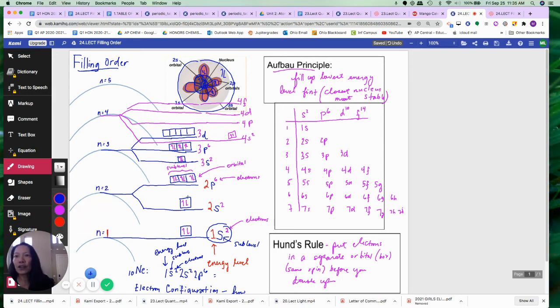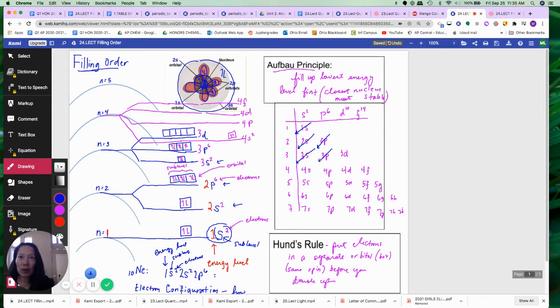First, you fill up the 1s sublevel right here. After you fill that up, you fill up the 2s sublevel right here. After that, you fill up the 2p right here. And then after that, you fill up the 3s. It continues down. Just pretend you're going down the slide. You start from the top and you keep going down. After the 3s, you go to 3p.